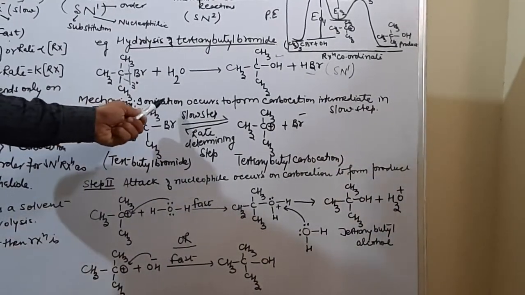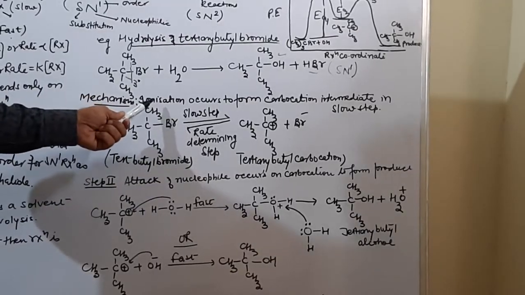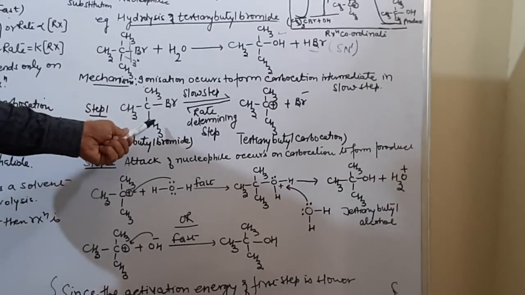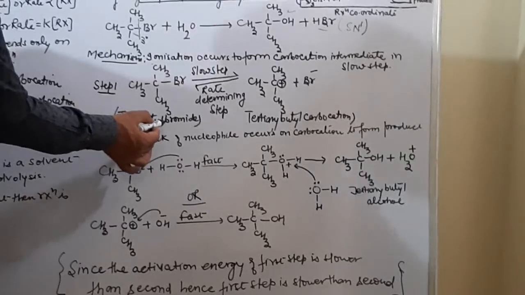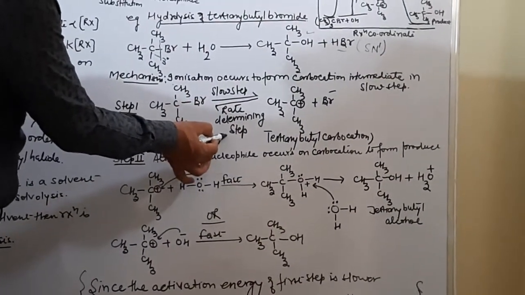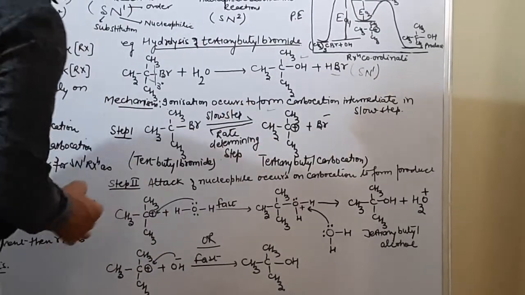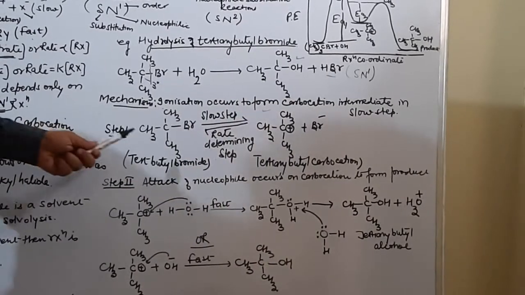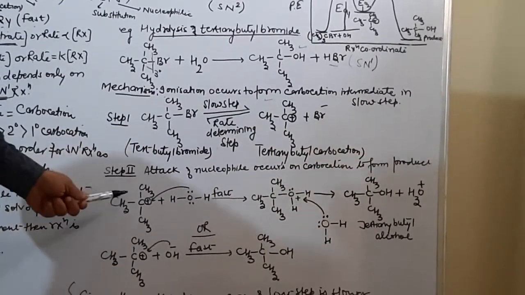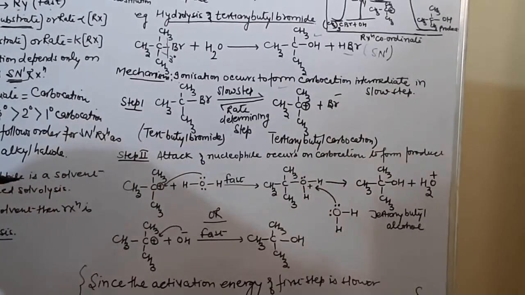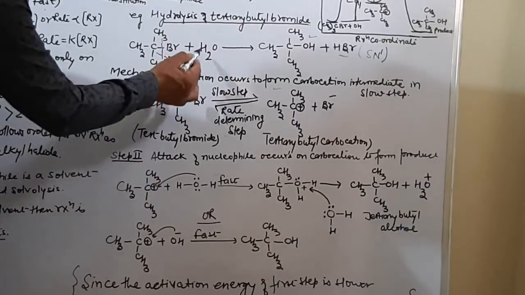So, if you go for the mechanism of this reaction, the first step will be ionization of the alkyl halide, tertiary butyl bromide, to form the reaction intermediate carbocation. Tertiary butyl bromide, in the slowest step of the reaction, which is the rate determining step, forms the reaction intermediate, and that intermediate will be a carbocation. Then in the second step, this carbocation will be attacked by the nucleophile to form the product, and this is being hydrolyzed by what?